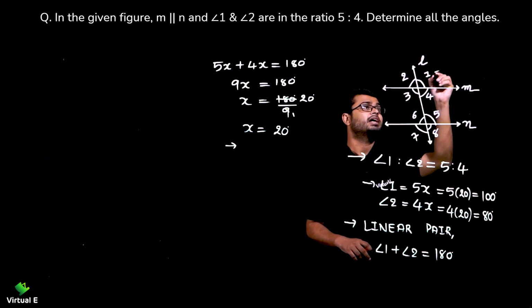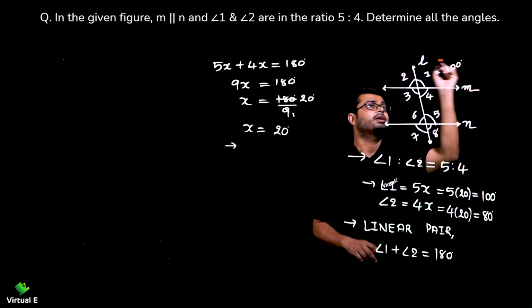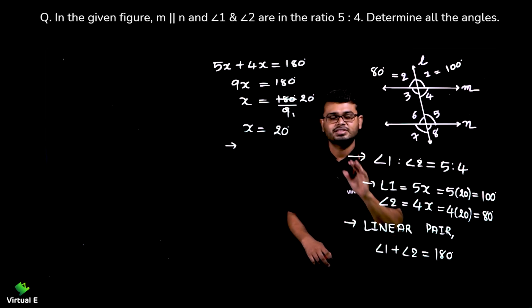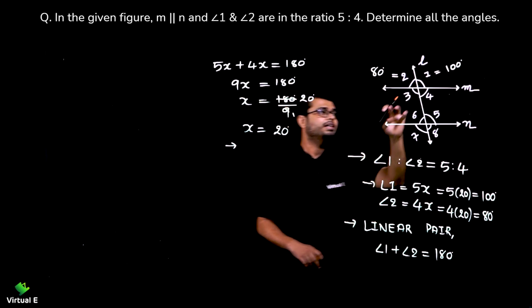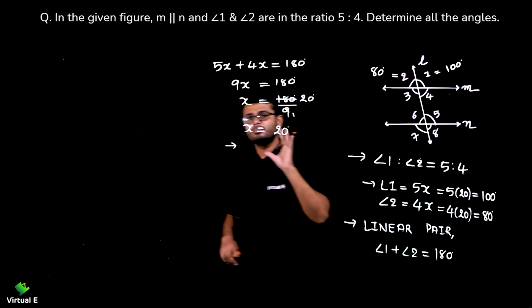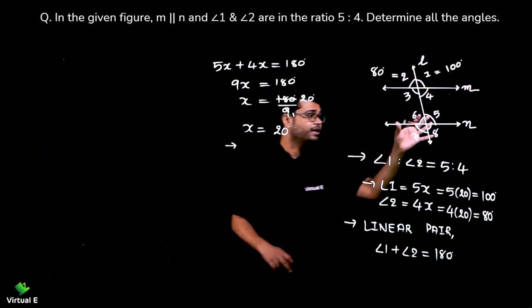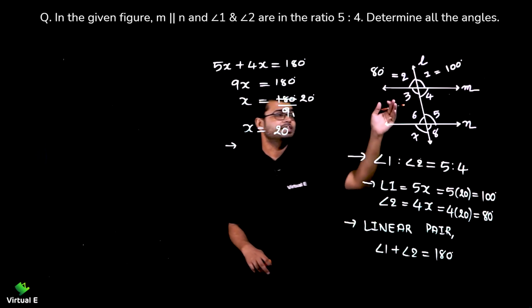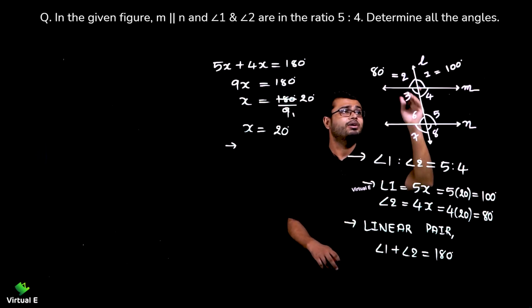So we have this angle is equal to 100 degree and this angle is equal to 80 degree. Very simple, right? Now we need to find the remaining angles as well. Before we move on to these 4 angles, let's find the value of angle 3 and angle 4, right? That's very easy. What kind of pair of angle it is?